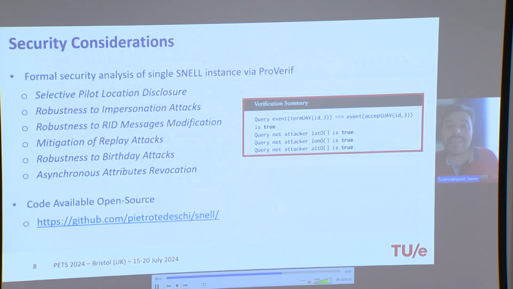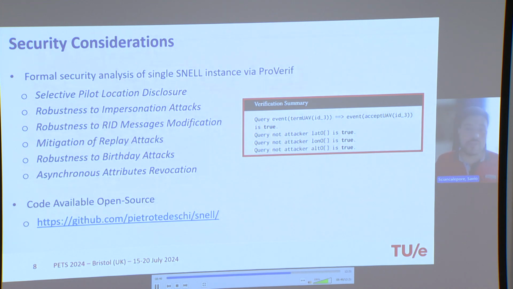First, we verified the security of our solution. We did not do an actual formal analysis using proofs because we were using standard building blocks, but we used a tool, Proverif, that is particularly indicated where you combine building blocks in a way that is new. We proved that our solution is able to achieve pilot location disclosure, robustness to impersonation, and to modification of the message. It can mitigate replay attacks, and we also discuss in the paper the robustness of our solution to birthday attacks and to asynchronous attribute revocation.